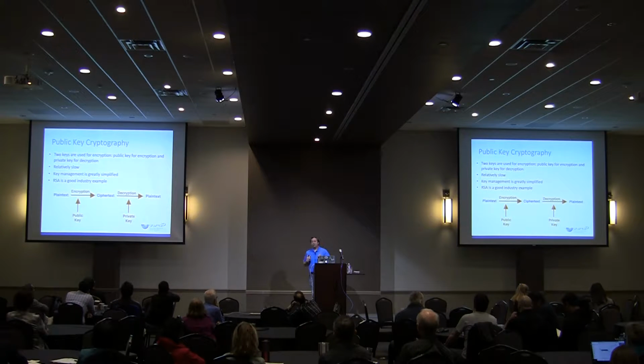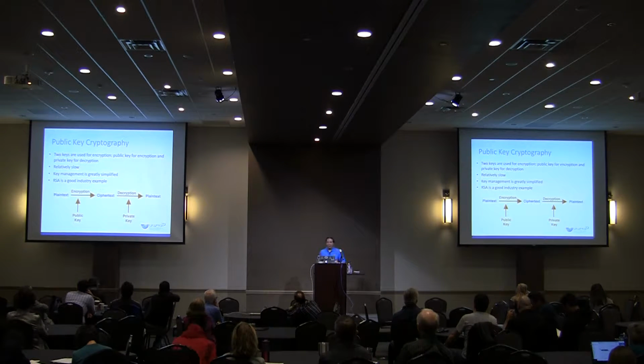The problem with public key cryptography is that it's really slow because each of these keys are basically factors of prime numbers. Really, really big prime numbers. And so it's going to take a lot of time in order to calculate the mathematics around that. The positive thing about it is that key management is greatly simplified.